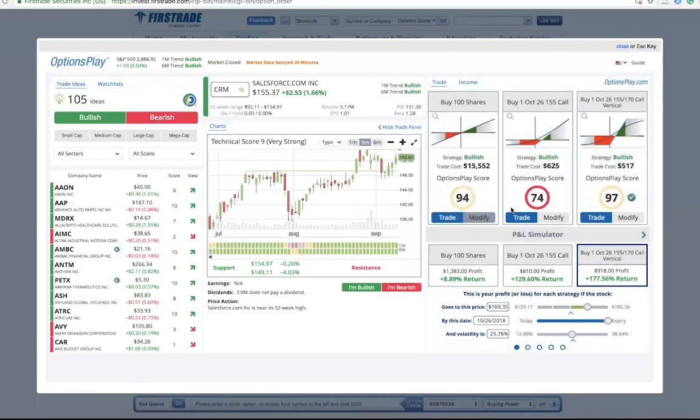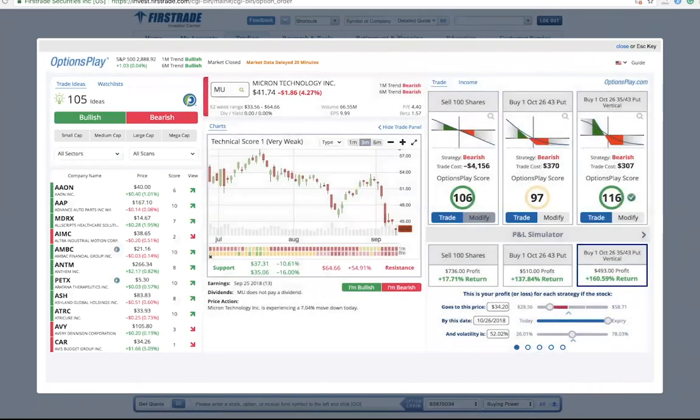I'm going to walk you through one more example. Let's look at Micron. So let's say instead we're going to flip the coin here. We're going to say we're bearish on the stock. So Micron, as you can see, and keep in mind that this is by no means a solicitation to trade the stock. This is simply, I'm using this for illustrative and educational purposes.